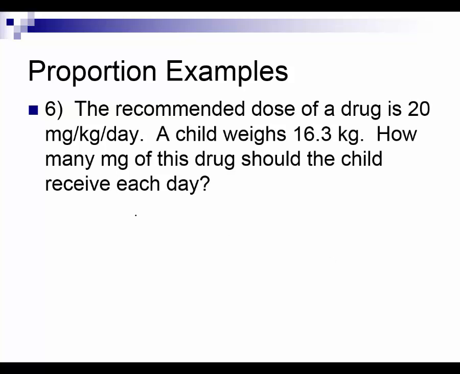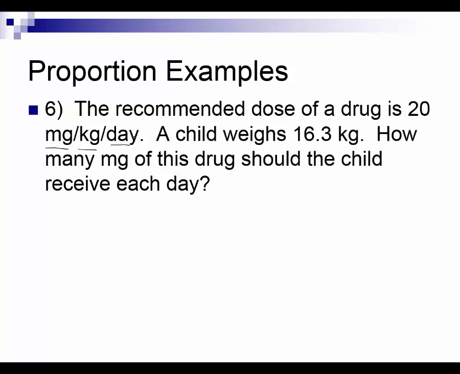In this problem, we are dealing with three different labels. They're all here together: milligrams, kilograms, and day. In a proportion, we only have room for two labels, so we're going to look at which of these three is going to remain constant. So I have the 20 milligrams per kilogram, which would be per 1 kilogram per day. I'm given the kilograms. I'm asked about the milligrams, and that is per each day.